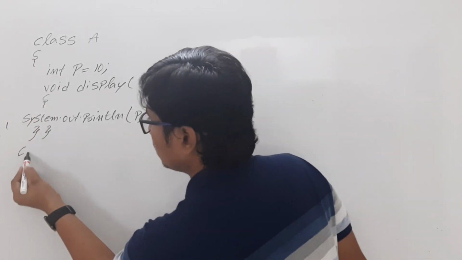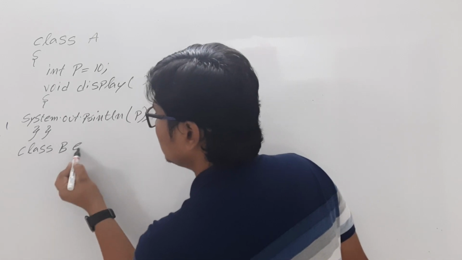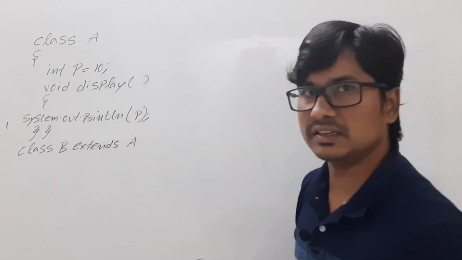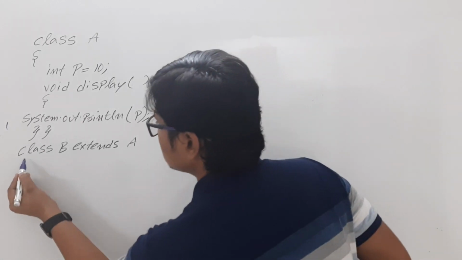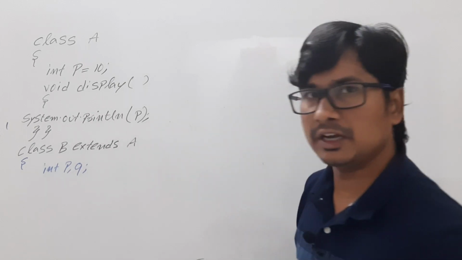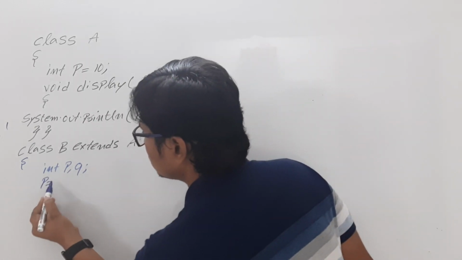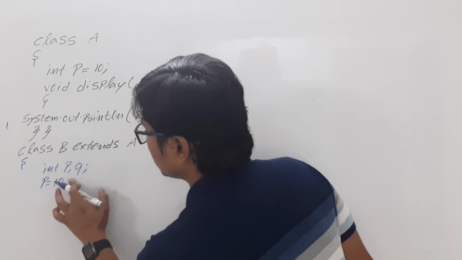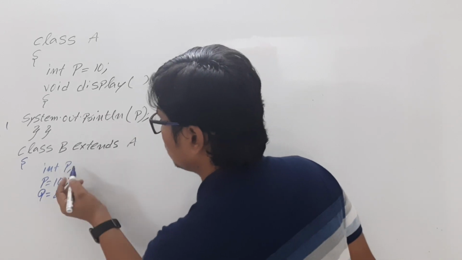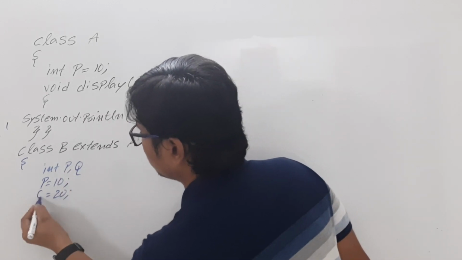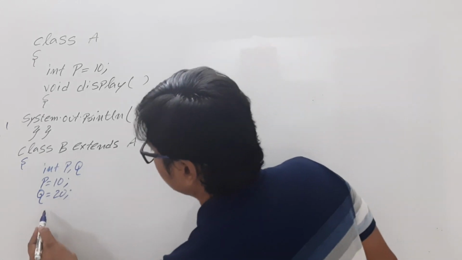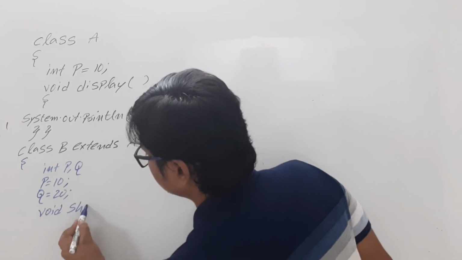Now let me define the class called B, which extends or inherits the properties of class A. Inside this class, I have declared two variables called p, q, and I have written p is equal to 10, and then let me write q is equal to 20. Let me write q like this so that it looks like a q, otherwise you will think that it is 9. Then I have defined a method called show.